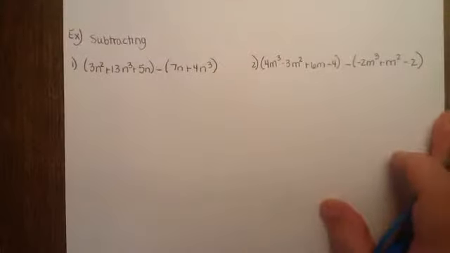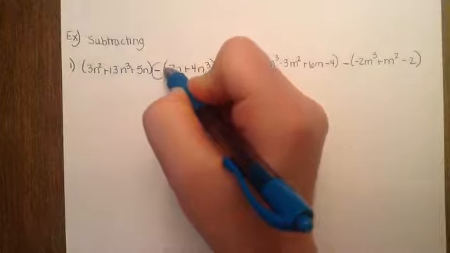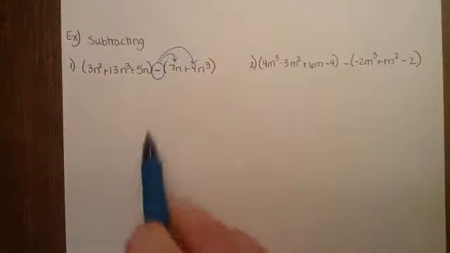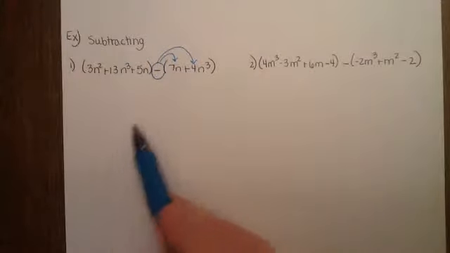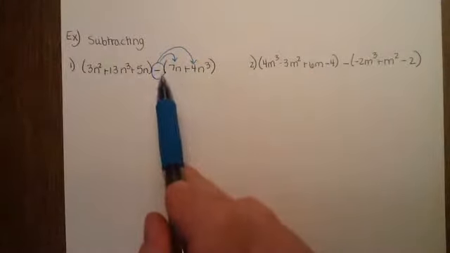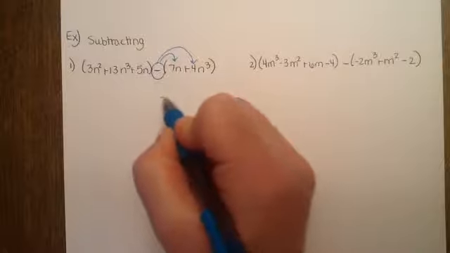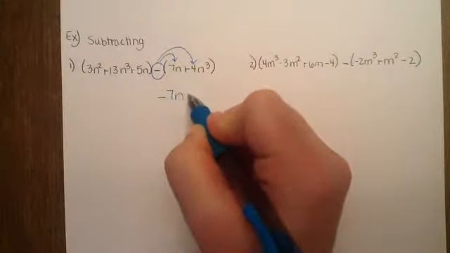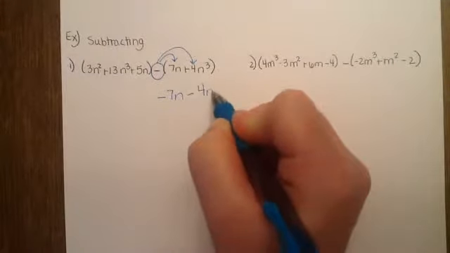Now subtraction is a little bit more challenging. What you need to make sure you do is you subtract each piece. So take that minus to both pieces. You did that with the add, and everyone usually finds the add much easier. With the subtract, we forget to take it to both pieces. So I'm going to distribute and make that a minus 7n and a minus 4n cubed.